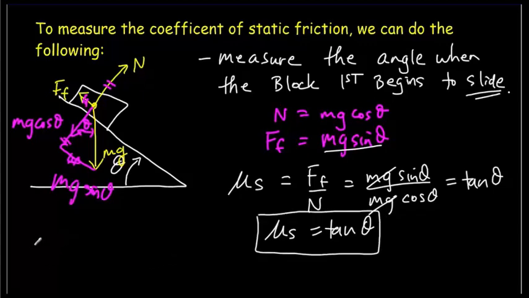So if we were talking about, say, a wooden block on a wooden surface, then we should get a coefficient of static friction of about 0.4. And that means the angle at which the block will first begin to slide should be about 22 degrees. That is, the tan of 22 degrees is approximately 0.4.